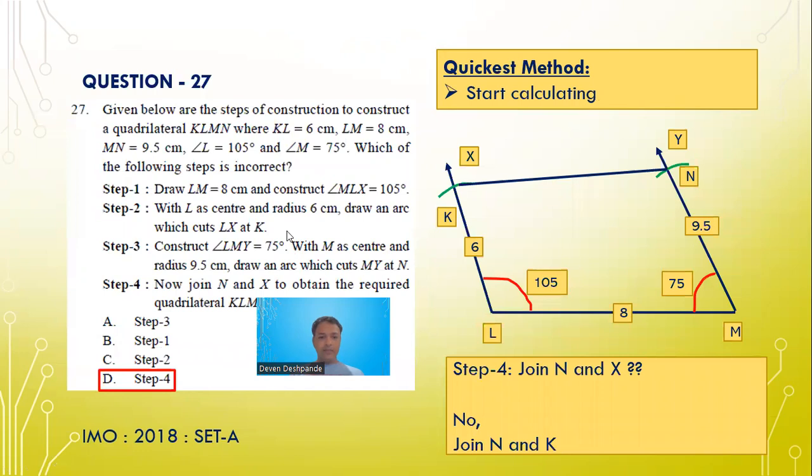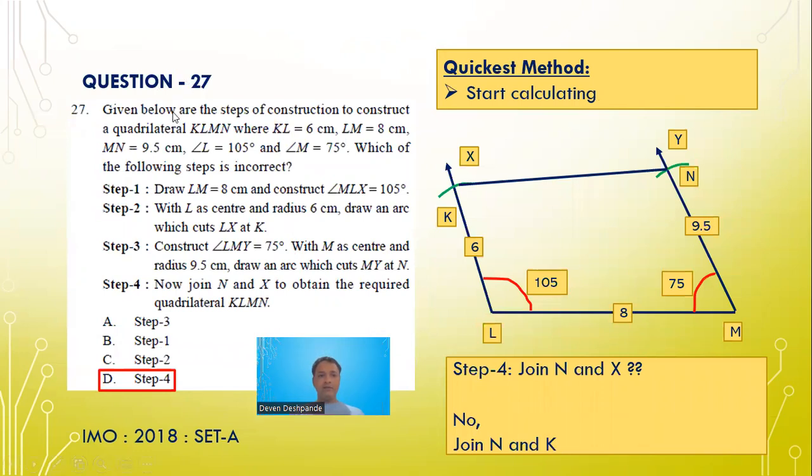Okay, next one. Question 27. Given below are the steps of construction to construct a quadrilateral KLMN, where KL is 6 centimeters, LM is 8 centimeters, MN is 9.5, angle L is 105, angle M is 75. Which of the following steps is incorrect? Step 1: draw LM of 8 centimeters and construct angle MLX at 105 degrees. This first step is correct.